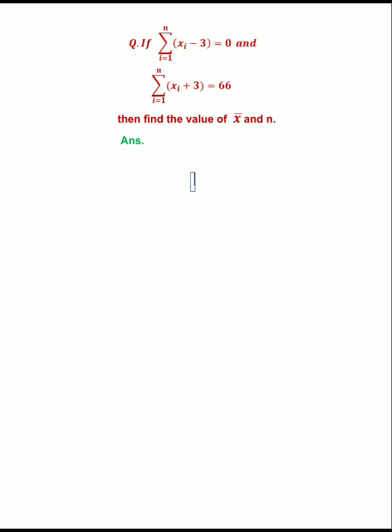Here we have one numerical of statistics from class 10. The question is, if summation i equal to 1 to n of (xi minus 3) equals 0 and summation i equal to 1 to n of (xi plus 3) equals 66, then find the value of x bar and n. So first of all we have to write the given equation.